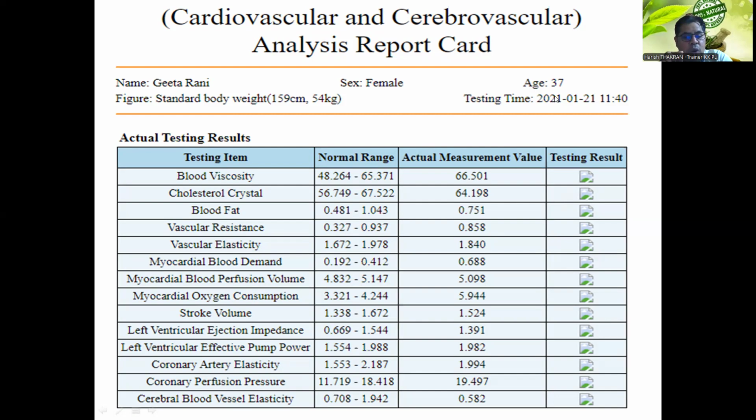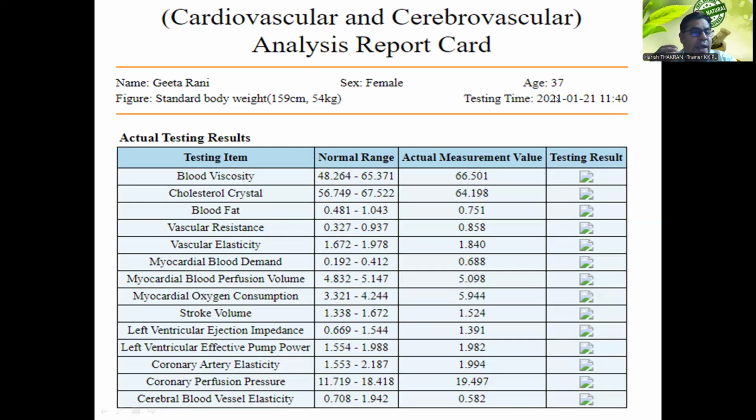So just remember, if coronary perfusion pressure is on lower side, that may lead to heart problem, or eventually that may lead to heart attack problem. But if it is on higher side or normal, that means your heart is receiving a good amount of blood for proper functioning. And the last report card is cerebral blood vessel elasticity.